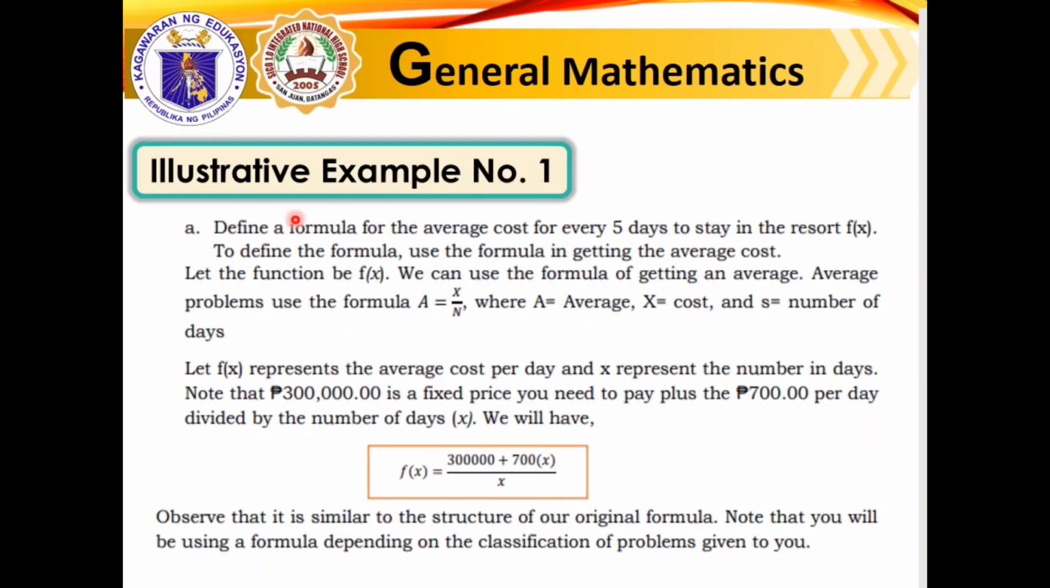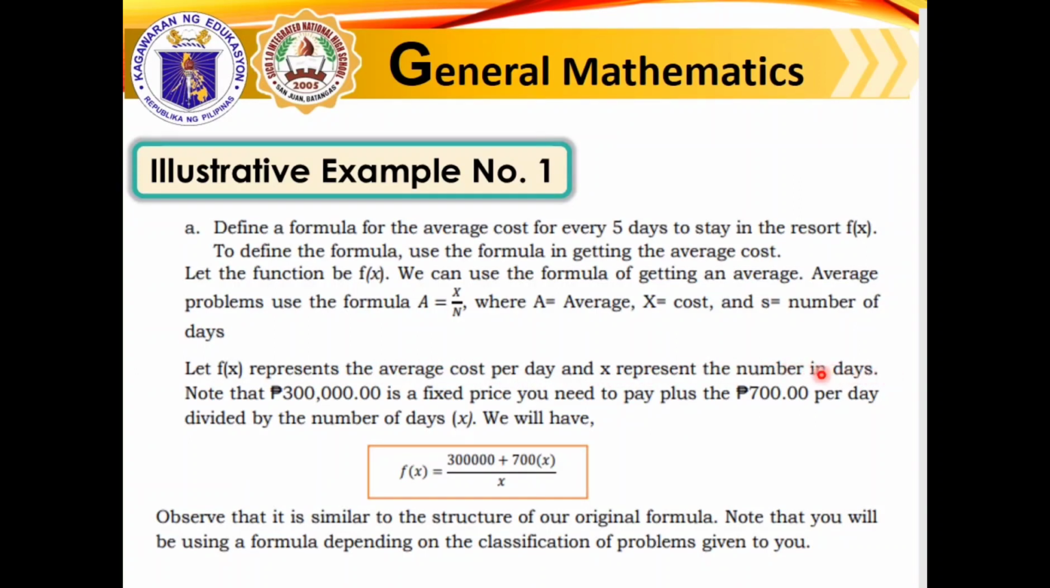So first, define a formula for the average cost for every 5 days to stay in the resort, function of x. To define the formula, use the formula in getting the average cost. Let the function be f of x. We can use the formula of getting an average. For average problems, use the formula A equals x all over n, where A is the average, x is the cost, and n is the number of days. So let f of x represent the average cost per day and x represent the number of days.